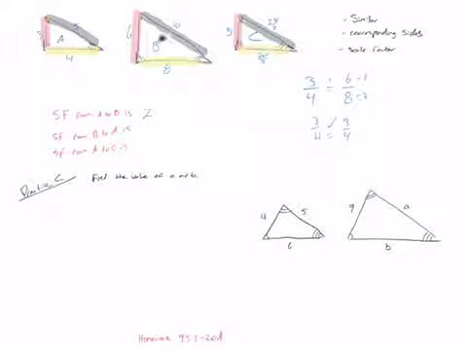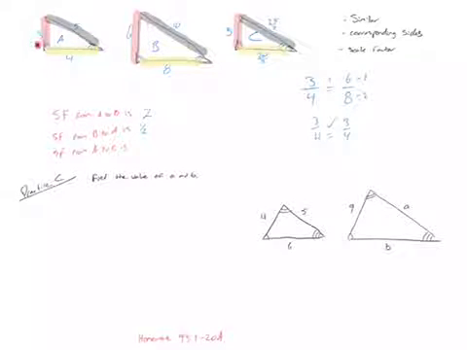What if I switched it and said, what if I was going from B to A? Meaning I'm starting with 6, what would I have to multiply 6 by to get 3? Well, 6 times 1/2 would give me 3. Likewise, 10 times 1/2 would give me 5, 8 times 1/2 would give me 4. So the scale factor from B to A is 1/2. So be careful, pay attention to which direction you're going.